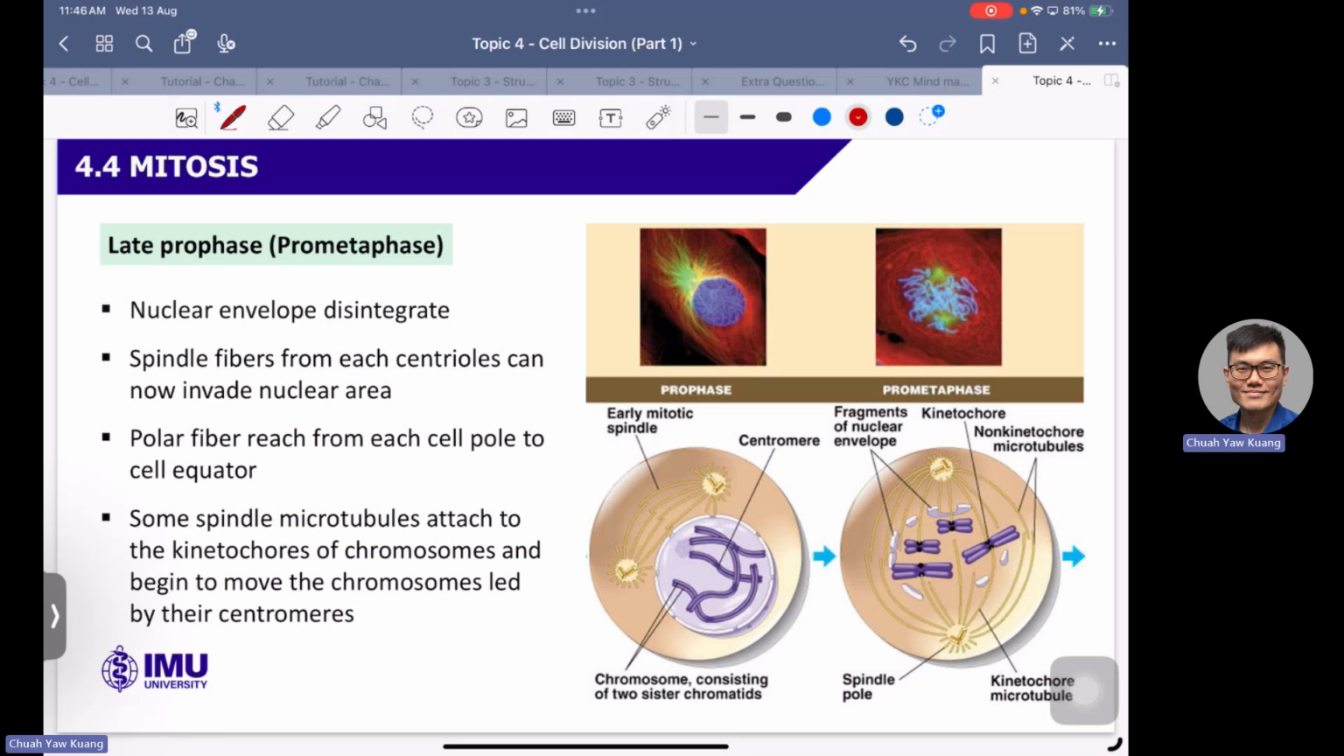This one you will discuss later under the microscope. Spindle fiber behavior: the spindle fiber has been formed and some of it has started to attach to the chromosome. So that's the spindle fiber behavior.